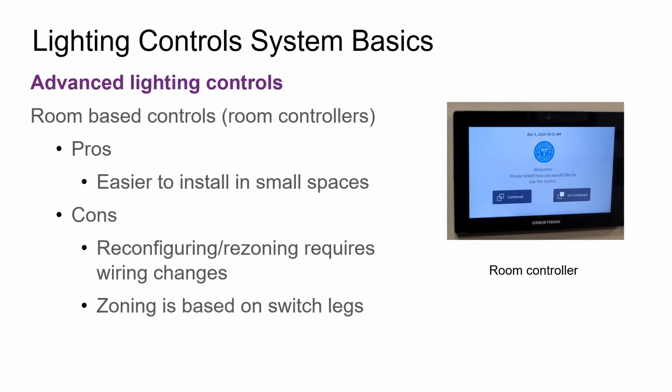Need-based controls require pre-planning as there are a predetermined number of relays, dimming controls, and sensors. Controllers are easily installed in small rooms or small spaces. Changing the lighting zones, however, requires redoing the wiring to the fixtures, as the zoning is dependent on the switch legs of that circuit.